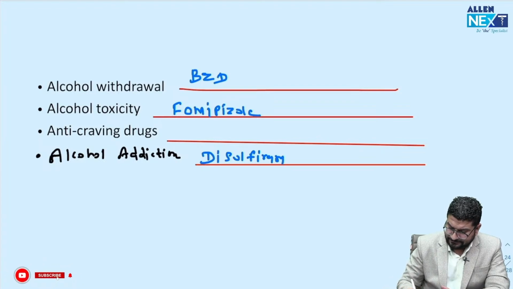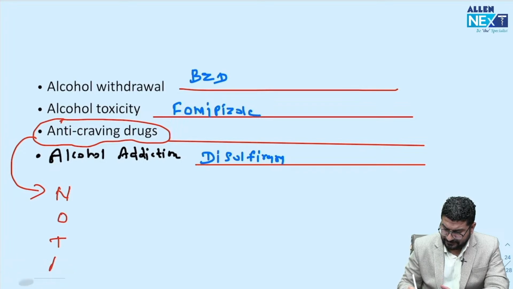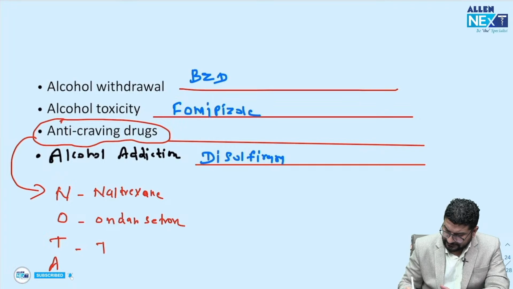Anti-craving drugs are the drugs which we add to decrease the craving. So here we have drugs, mnemonic is NOTA. N is naltrexone, O is ondansetron, T is topiramate, A is acamprosate.